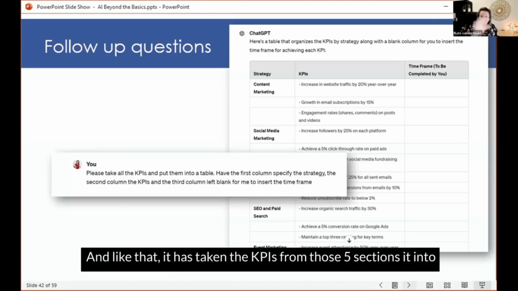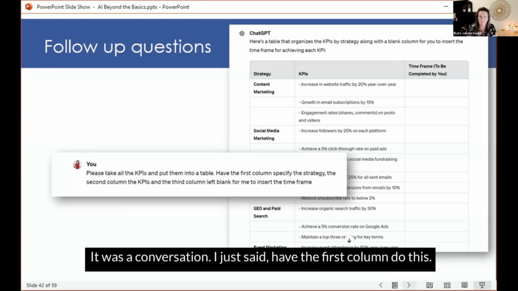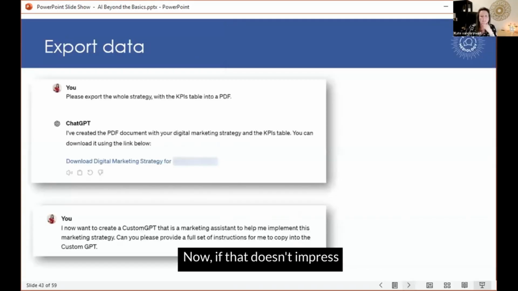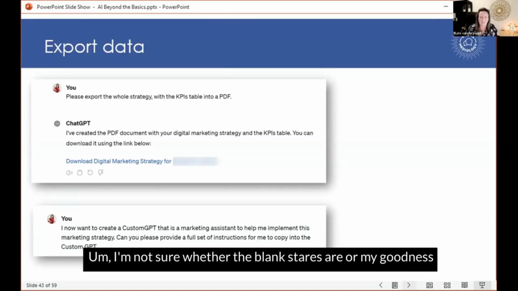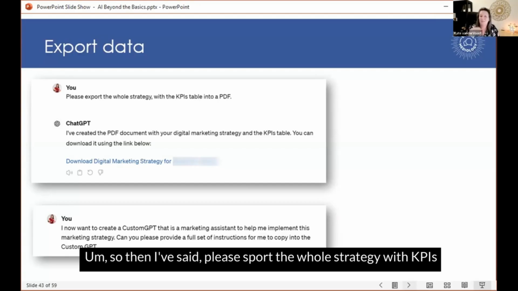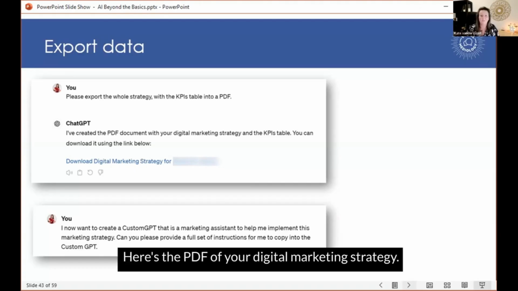And like that, it has taken the KPIs from those 5 sections, put it into a table, and you'll see I didn't ask anything technical there. It was a conversation. I just said, have the first column do this, the second column do that, the third column do that. And it's given me a table. Now, if that doesn't impress you, what's coming next will. Promise. I'm not sure whether the blank stares are, oh my goodness, or oh my goodness. So then I've said, please export the whole strategy with KPIs table into a PDF. And it goes, sure, here's the PDF of your digital marketing strategy.